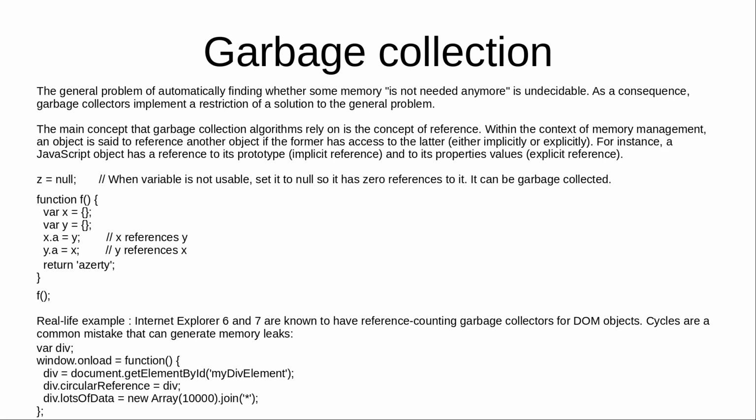A real life example is that Internet Explorer 6 and 7 are known to have reference counting garbage collectors for DOM objects. Cycles are a common mistake that can generate memory leaks. For example, you define a variable div, and in the window.onload function you are creating lots of data with a new array of 10,000 elements, multiplying it with a static string and joining it. This is a real life problem.